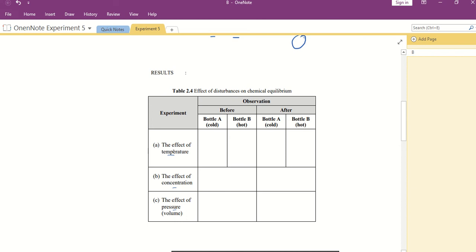For part A, we have two bottles, bottle A and bottle B. Before we introduce any changes in temperature, we observe the bubble. Shake the bottle a little bit and we can see that bubble gas is released. You can be specific by stating the color: colorless bubble gas released. It is the same observation for bottle B before we introduce any changes in temperature: colorless bubble gas released.